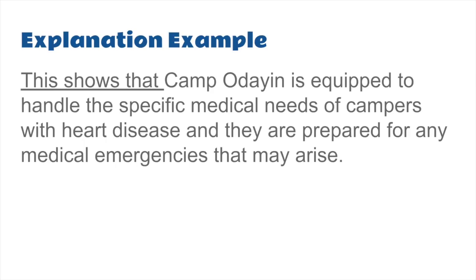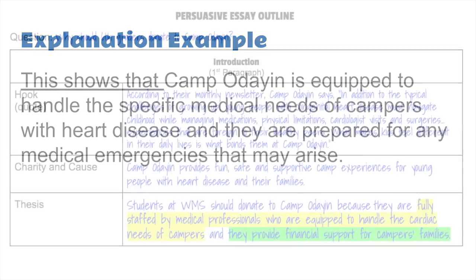And the example that I'm going to be using in my essay is this shows that Camp O'Dayan is equipped to handle the specific medical needs of campers with heart disease, and they are prepared for any medical emergencies that may arise. One example that I'm going to be including in my essay.